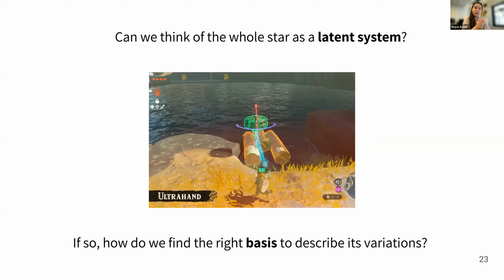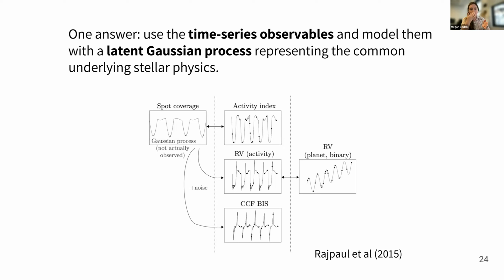I want to bring it back to that idea of the spectrograph, or any complex physical system, as a latent process for which we need to find the right projections to represent what's happening in the data space. How would we go about doing that if we think of the star itself as the latent system? What's the basis in which we want to work? So one answer to this is to treat the star as a latent Gaussian process and constrain that Gaussian process using the time series observables that we have.